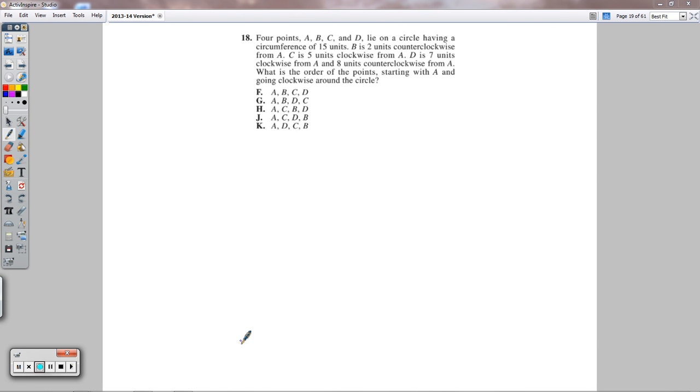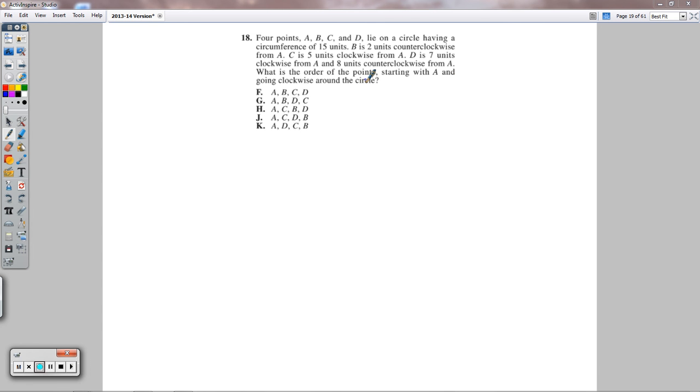Question number 18 says 4 points A, B, C, and D lie on a circle having a circumference of 15 units. B is 2 units counterclockwise from A, C is 5 units clockwise from A, D is 7 units clockwise from A, and 8 units counterclockwise from A. What is the order of the points starting with A and going clockwise around the circle?